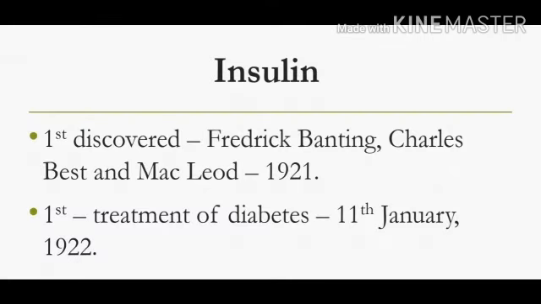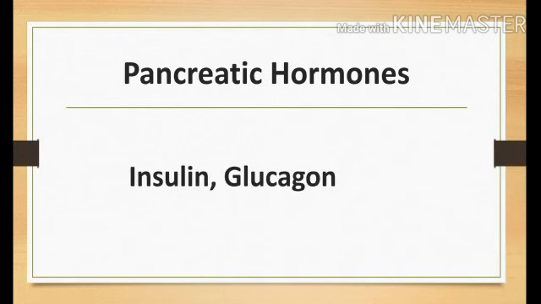This insulin was first discovered by Frederick Banting, Charles Best and MacLeod in the year 1921, and the insulin was first used in the treatment of diabetes on 11th January 1922. Now we can see the functions of pancreatic hormones. So the pancreatic hormones are glucagon and insulin.